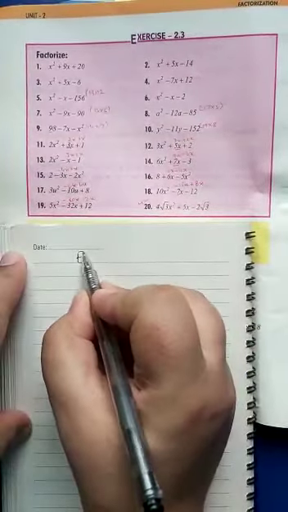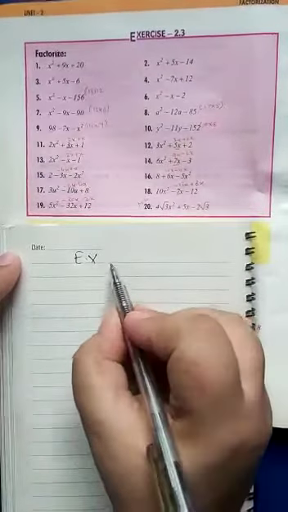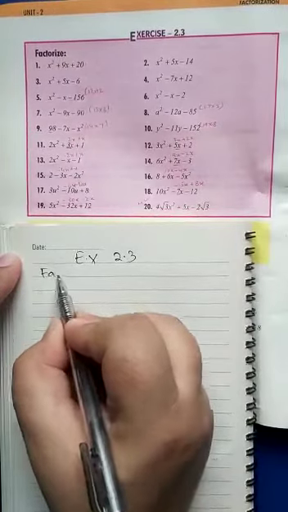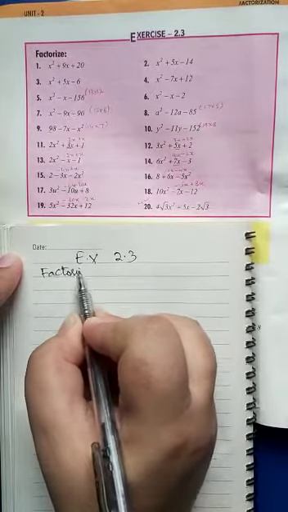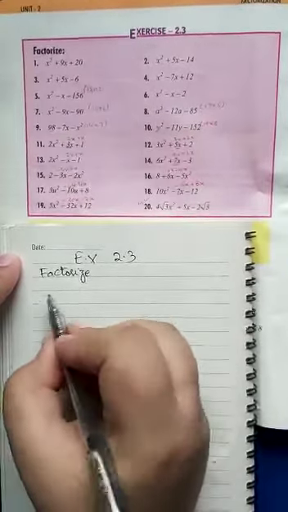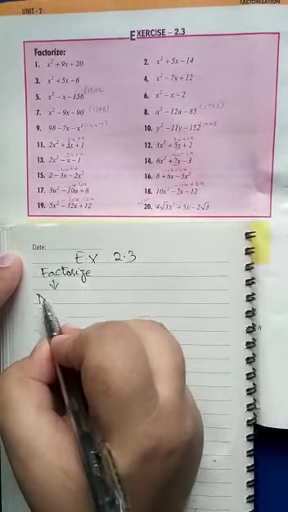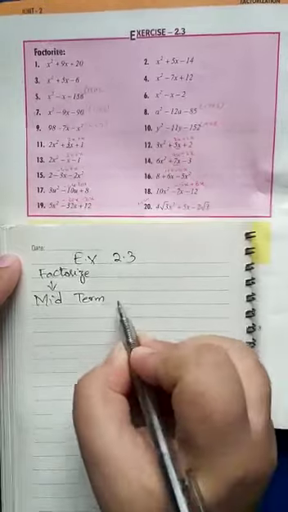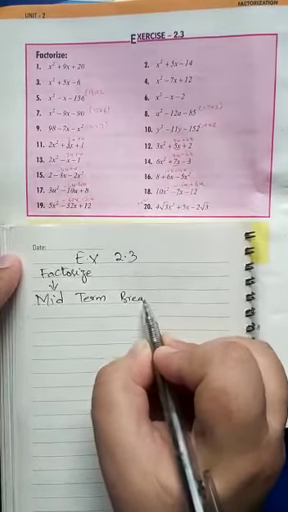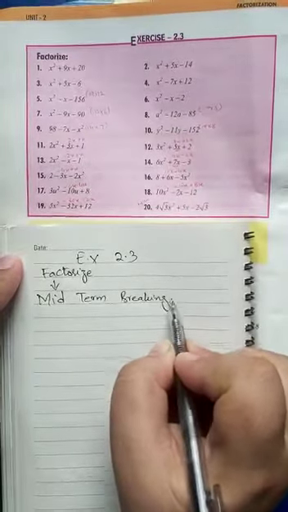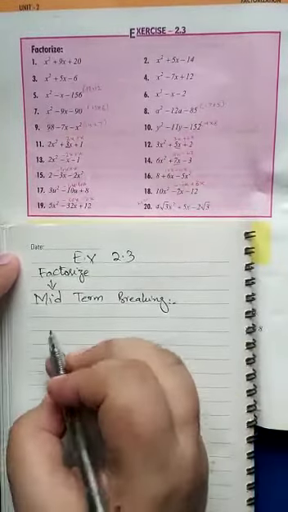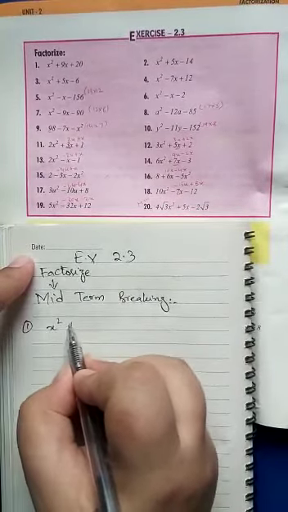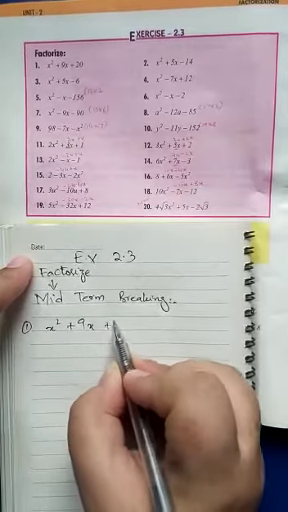Today we are going to start exercise 2.3, which is factorization by the method of middle term breaking. Here we will use the method of middle term breaking. We will do questions and explain the middle term breaking process. First we will start with the first question, that is x square plus 9x plus 20.